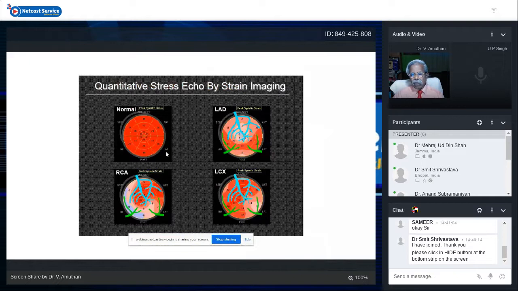and this is also used to find out the area of territory of involvement. This is the LAD territory. You can see at the anterior septum, anterior wall, anterolateral wall, inferior wall, inferior septum. So this area is by LAD territory, and this is the RCA territory, right coronary artery. So I will show you in a case.